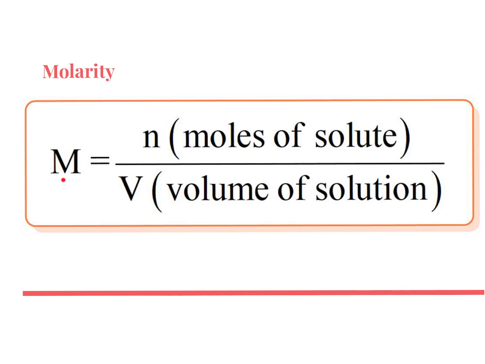Molarity is expressed as capital M. We find molarity by taking our number of moles and dividing it by the volume of our solution. One thing I want you to add to this equation: the unit for volume matters. The unit needs to be liters. So molarity is just moles of solute divided by liters of solution.